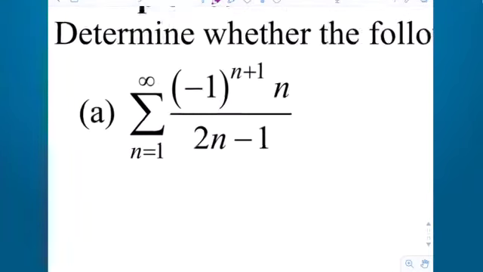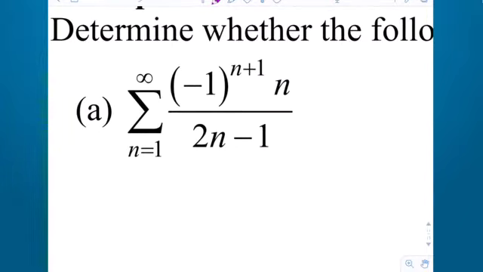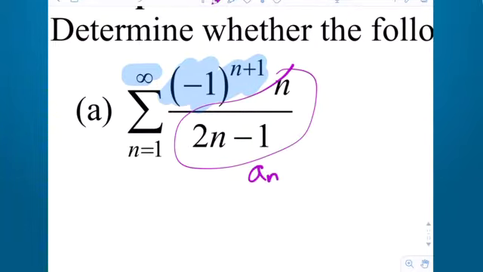Example 16. You have that infinite series, right? Do you see an alternator in there? There it is. Negative 1 to the n plus 1, negative 1 to the n minus 1, or negative 1 to the n. There it is. So you focus on this. This is what we would call a sub n. That's it right there.